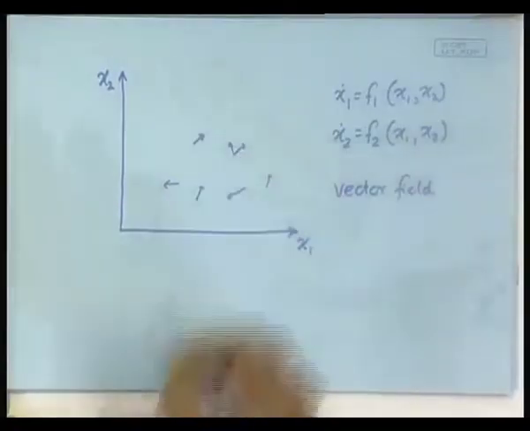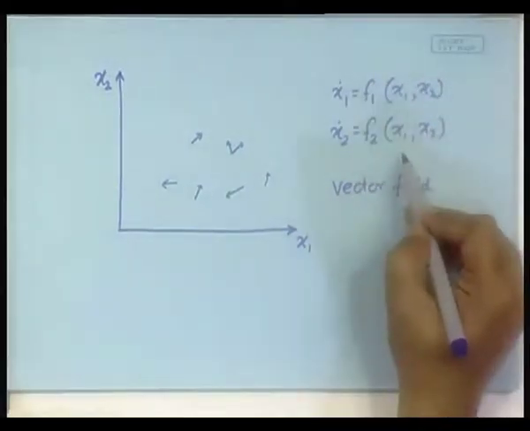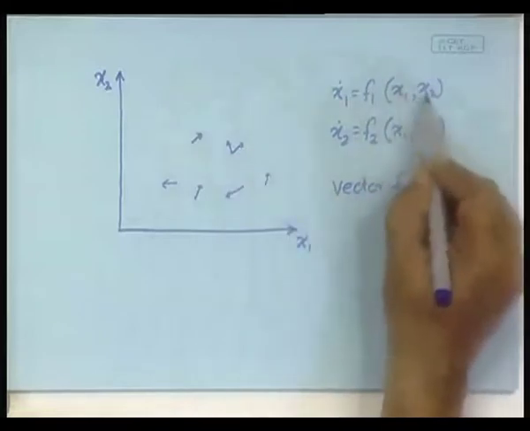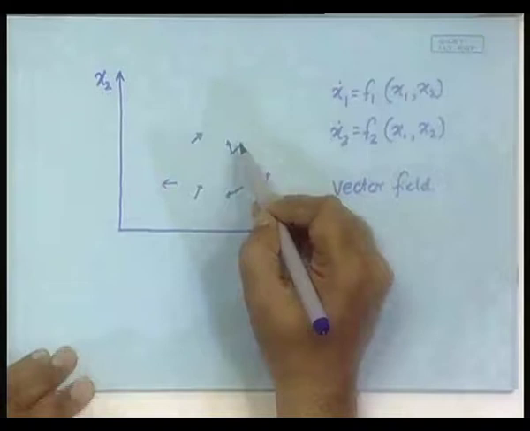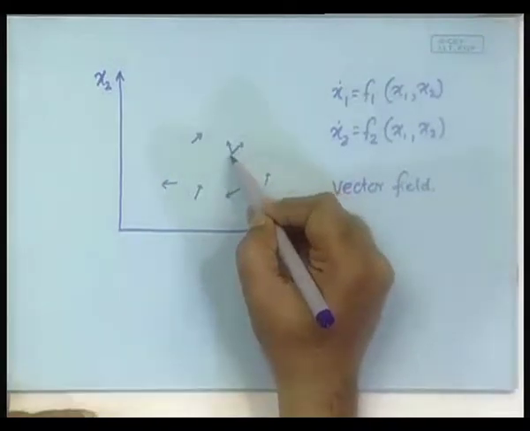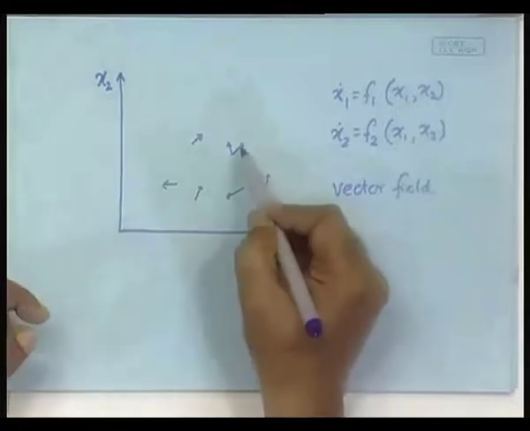One of the properties is easy to see, that at one point the vector is unique, you cannot have this type. Why? Because the right hand side is unique. For every point you will get a specific value here, a specific value here, meaning that this vector is unique, which means that this thing cannot intersect.